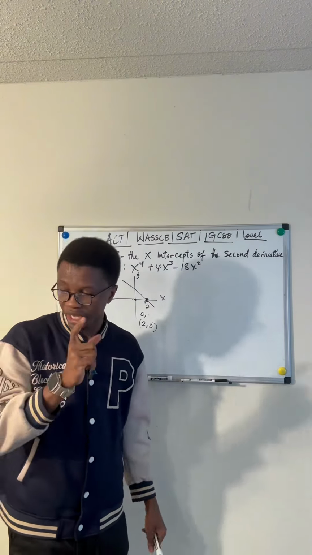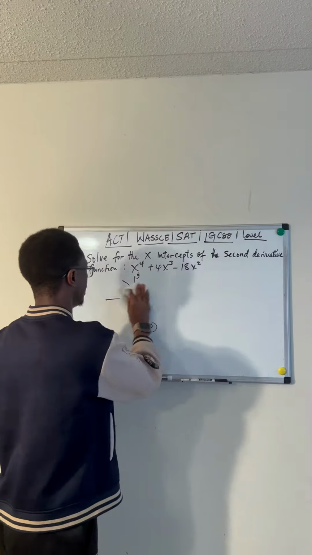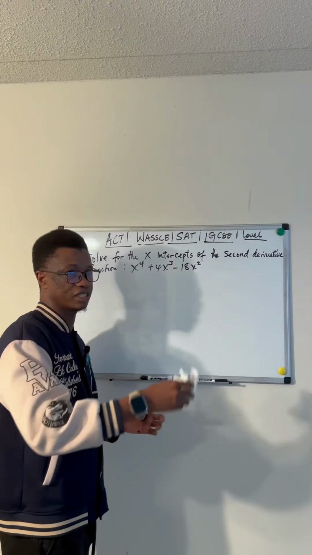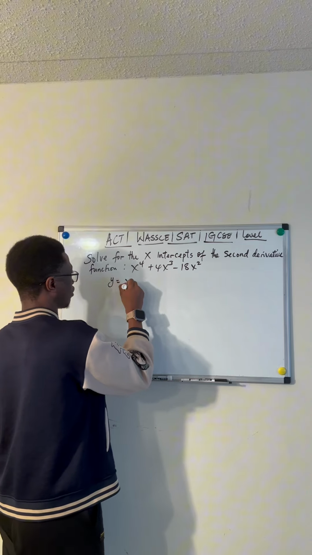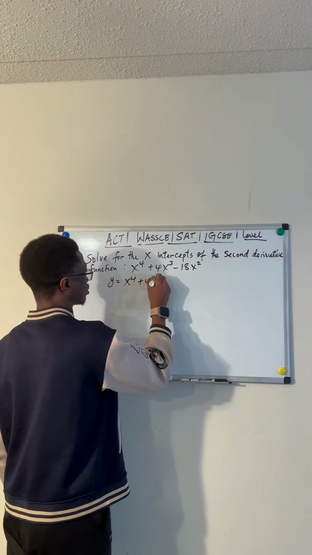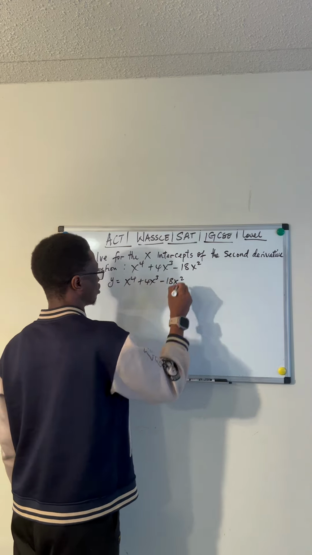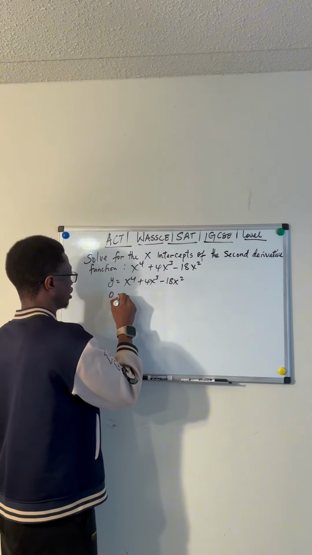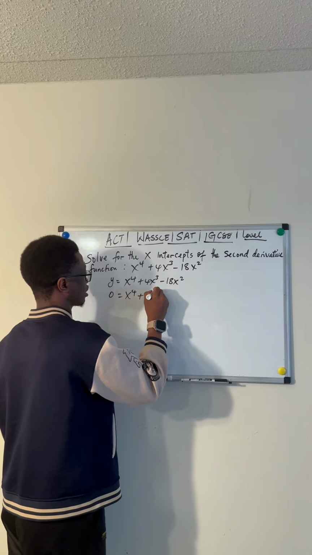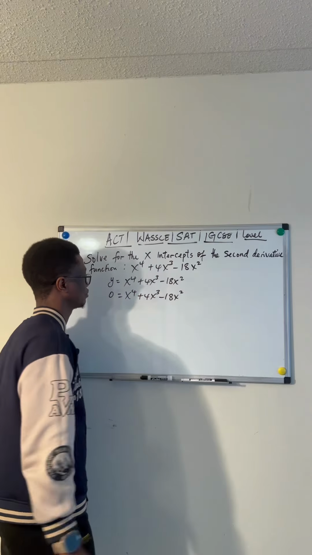But remember, we are asked to find the x-intercept of the second derivative. So first of all, say this is y, y equals x raised to the power 4 plus 4x cubed minus 18x squared. For us to find the x-intercept, as I told you, this has to be 0, equals x to the power 4 plus 4x cubed minus 18x squared.